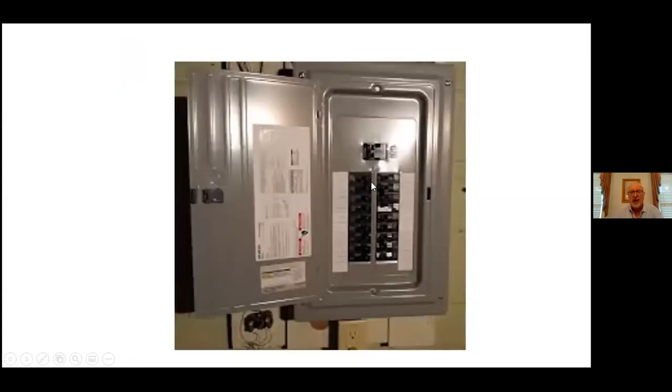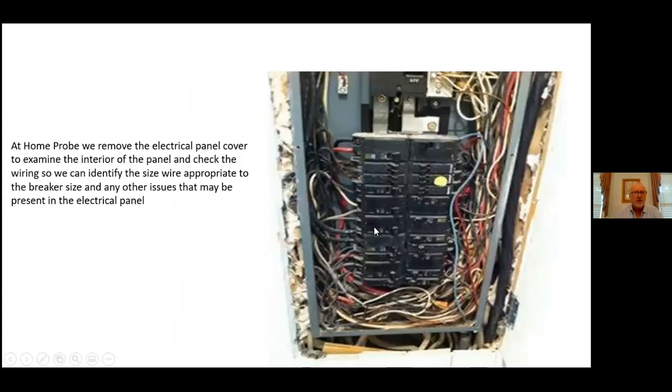So here we're looking at the standard breaker panel, and the main disconnect is right here in the electrical panel itself. Usually you're going to find this in a garage or in a basement. So we always remove the panel cover to examine the interior of the panel, so we can check the wiring. We want to know, is the right size wire going into the breaker for that size?